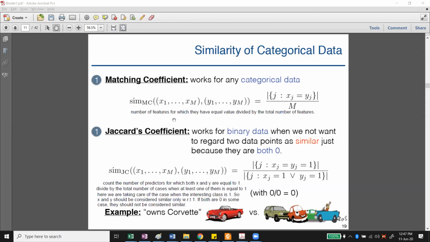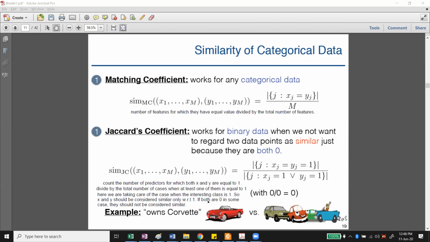Now, the matching coefficient is going to say all of us are similar because we do not own this car, right? Now, we could have all of these other possible cars, but we do not own this car. The matching coefficient would say we are all similar because we do not own this car. Based on this variable, we will be classified as similar.